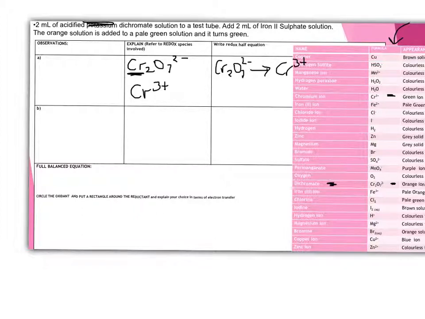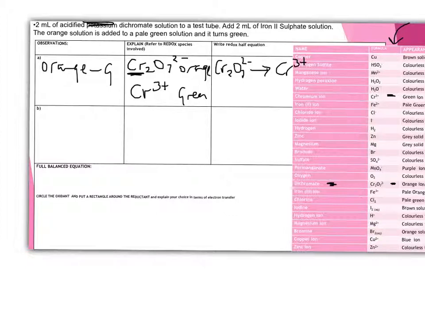You're going to explain what you would see with dichromate. Dichromate's orange. You're going to see that Cr3+ is green. So your observation would be orange to green there.